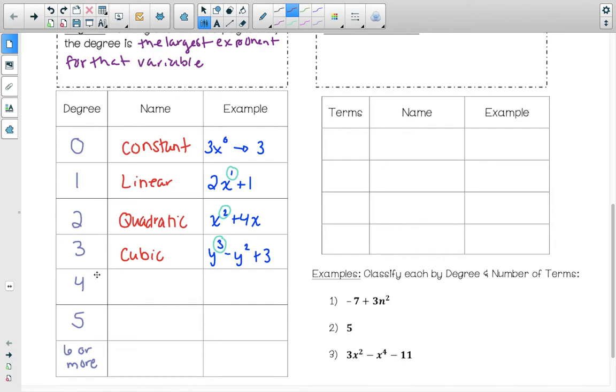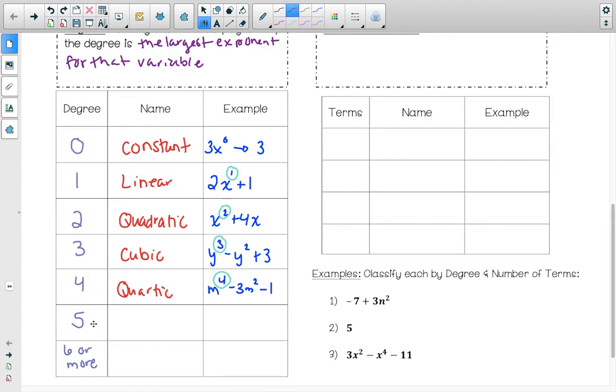A fourth degree is called a quartic. If you remember, there are 4 quarts in a gallon. An example we might see for this would be m to the 4th minus 3m squared minus 1. So again, we only have one variable in each of the terms. So we would look for the one with the highest degree, which is a 4, and this is why it would be a quartic.